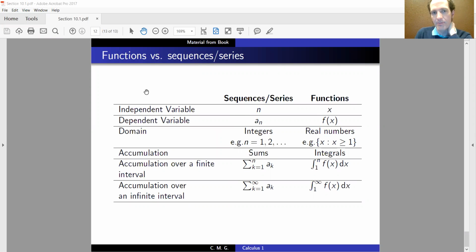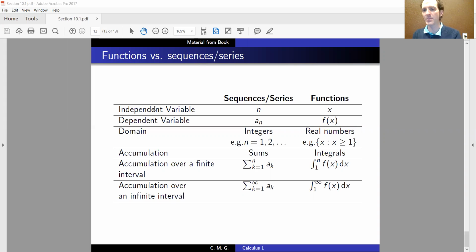So finally, the last thing I want to talk about is a comparison between functions and sequences and series. Sequences and series have an input value of n. Functions have an input value of x. Sequences and series have an output of an, which is a term in the sequence. Functions have an output of f of x, or y. The domain for a sequence and series is integers. So you're only talking 1, 2, 3, 4, 5, 6, 7, 8, 9, 10. It's all a very discrete thing, right? Discrete meaning there's a nice gap between them, and it's an equal gap between all of them.